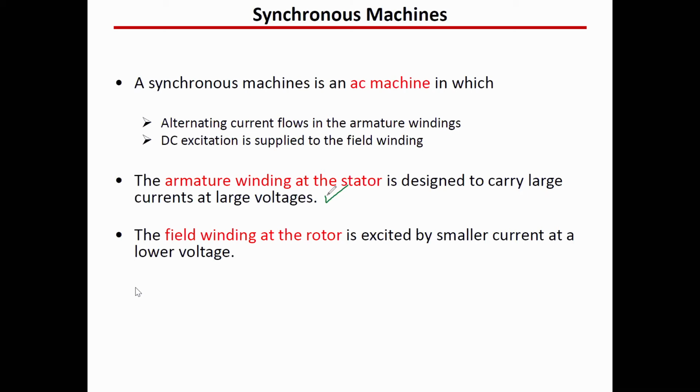So again, because of the 3 phases, we have 3 windings. Because of the large current, we have larger diameters of the wires. Because of the large voltage, we have more insulation, let's say. So imagine that you have 3 windings, large wires, more insulation. Where would you prefer to put all of these 3 windings? On the rotor or on the stator?